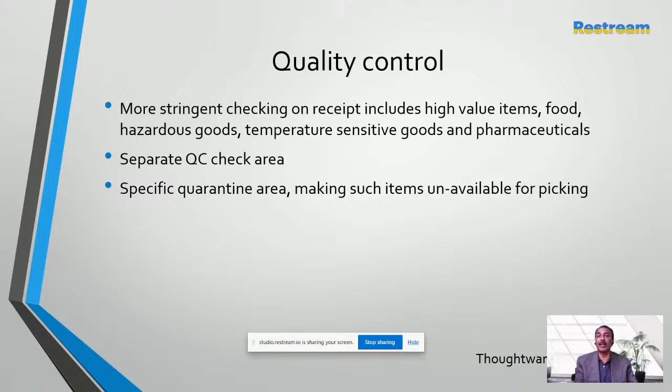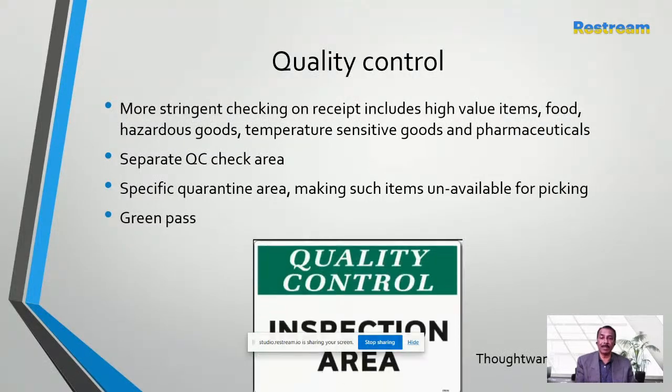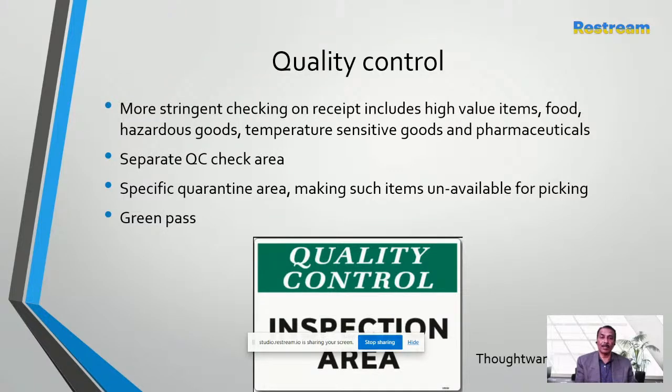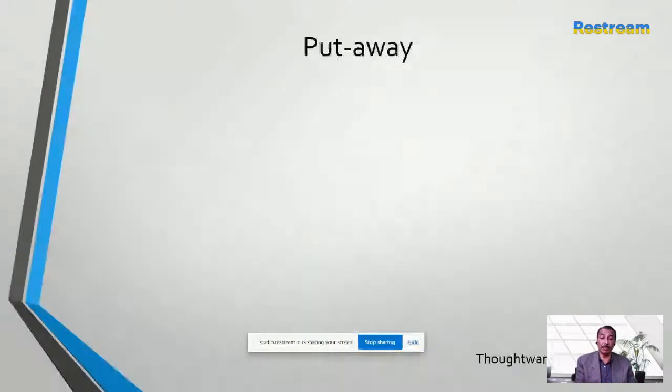Maybe these are old items waiting for some information from the vendor, or some rework has to be done in such kind of products. And the green pass, of course, you need to do some random check. Okay, so what this slide means is, wherever you do not have agreement with the vendor for green pass, then you need to specifically have a separate area for inspection, and also a separate area for quarantining the item which is not meeting the specification. The next activity comes: put away.